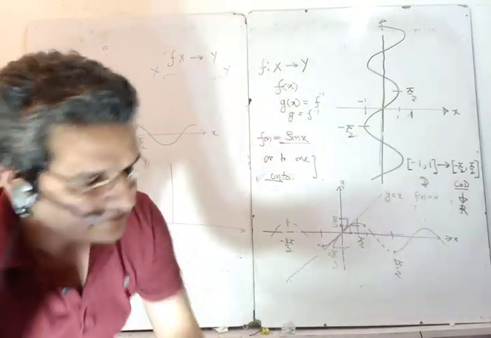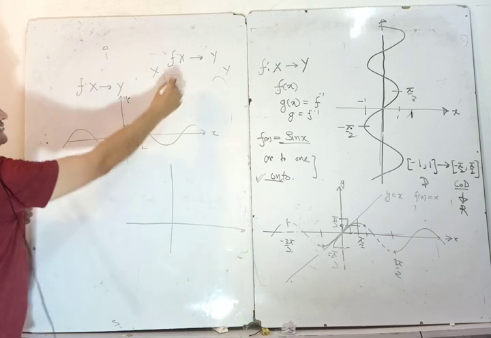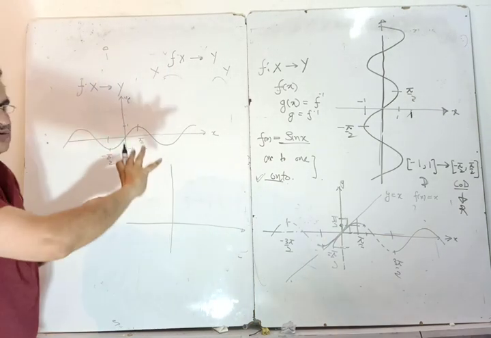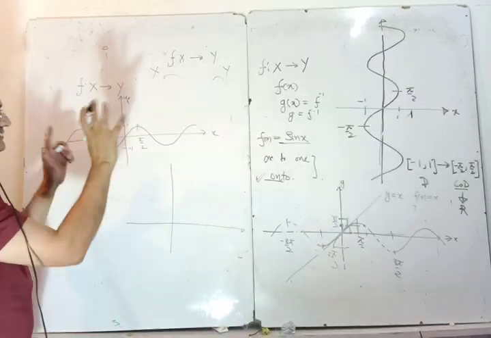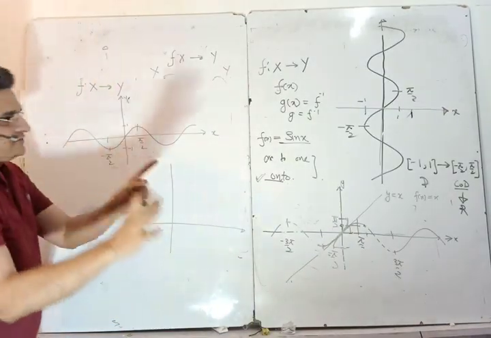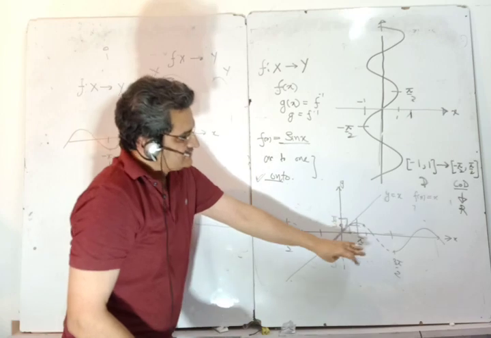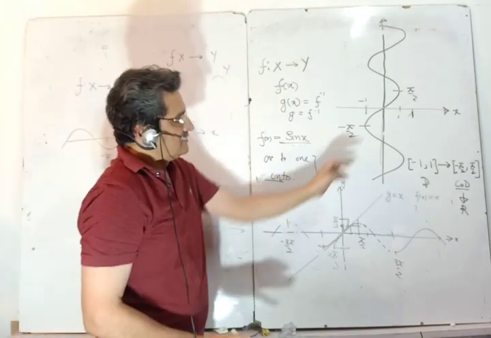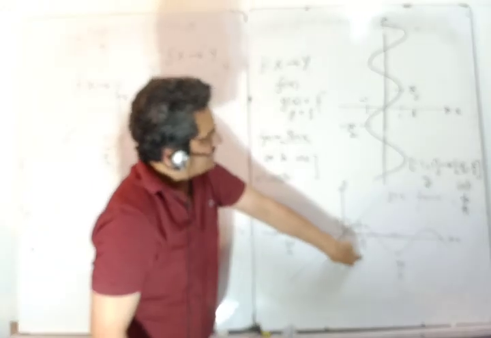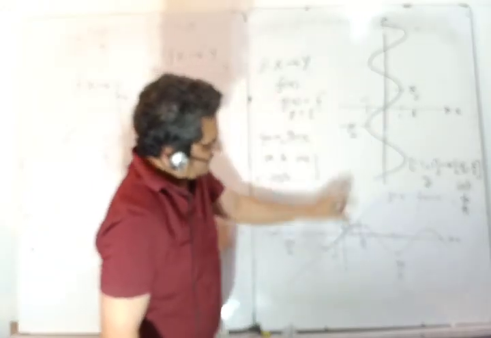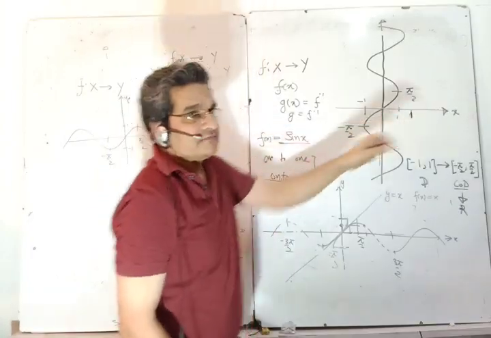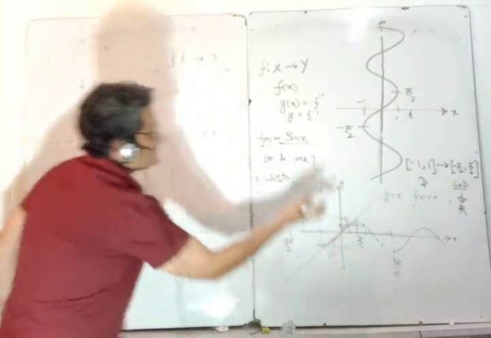To explain that, one way was drawing a line, taking an image, and changing domain to range and range to domain. That is what we did. This was the domain, it became the range, and minus 1 to 1 was the range, it became the domain. And this is just the image.